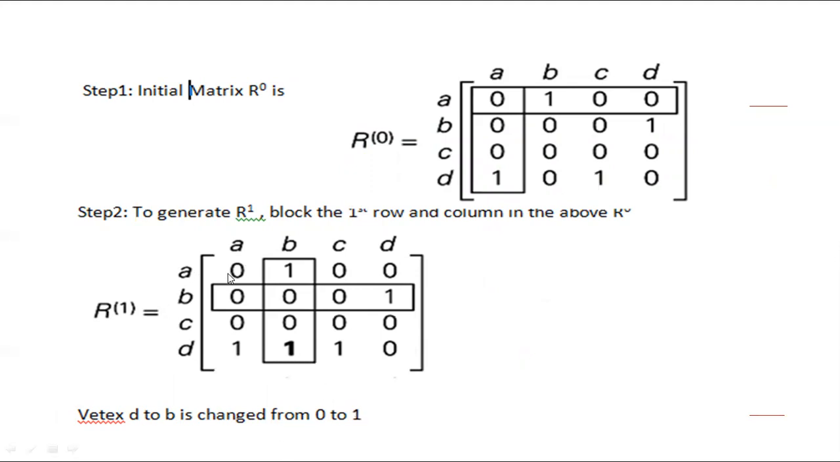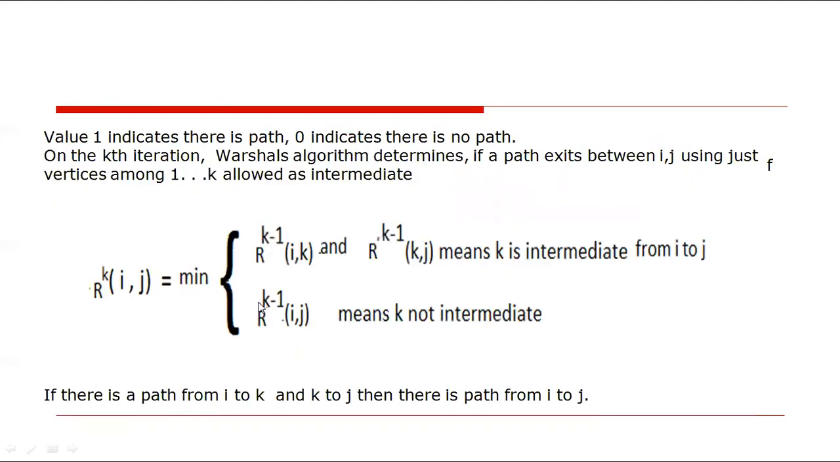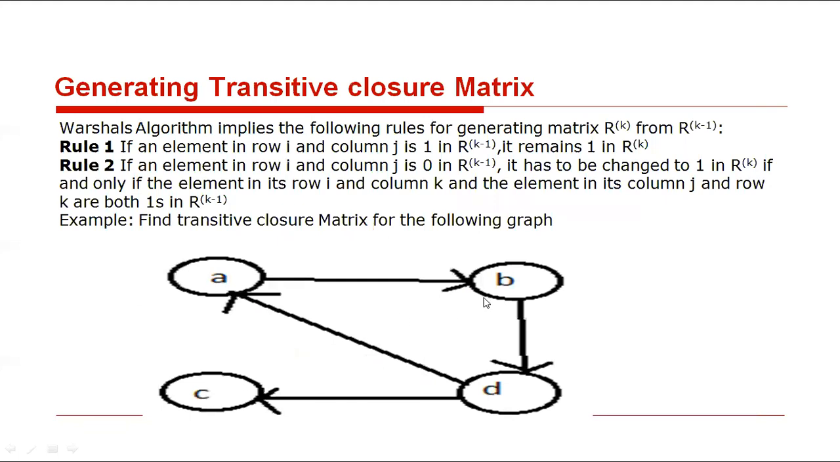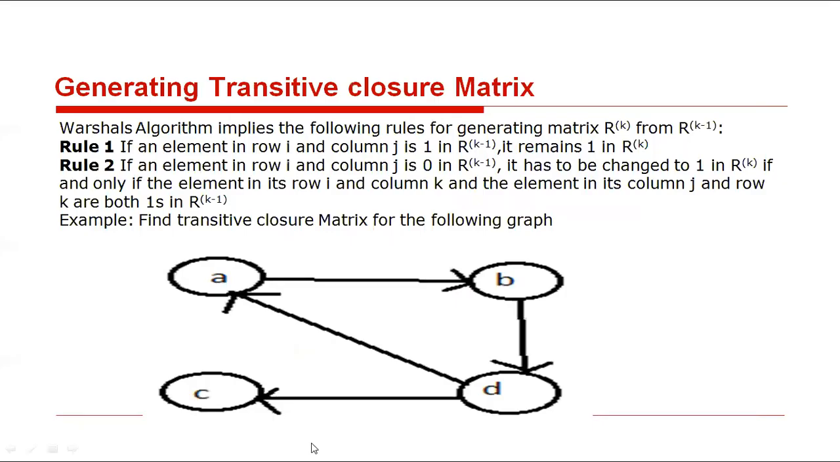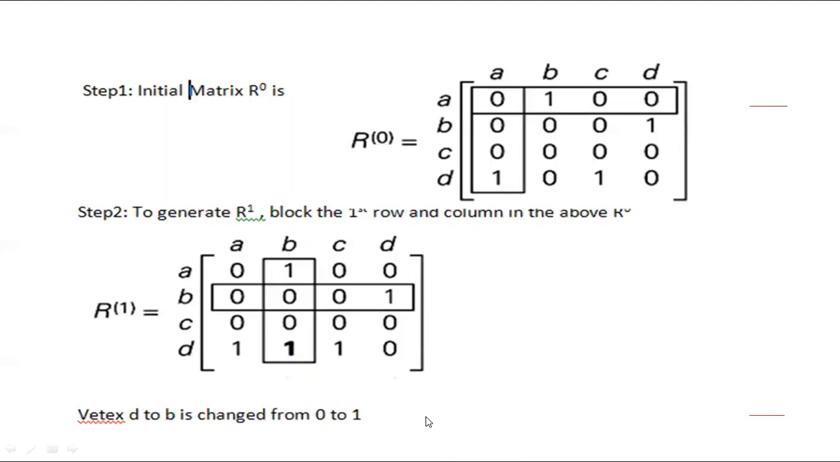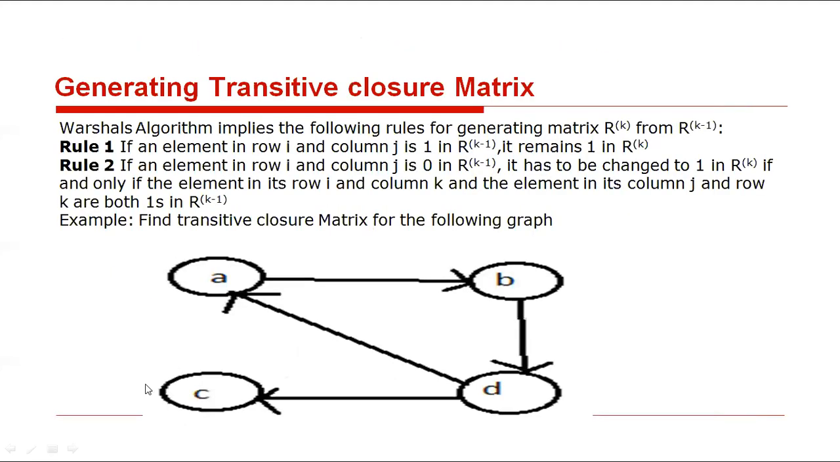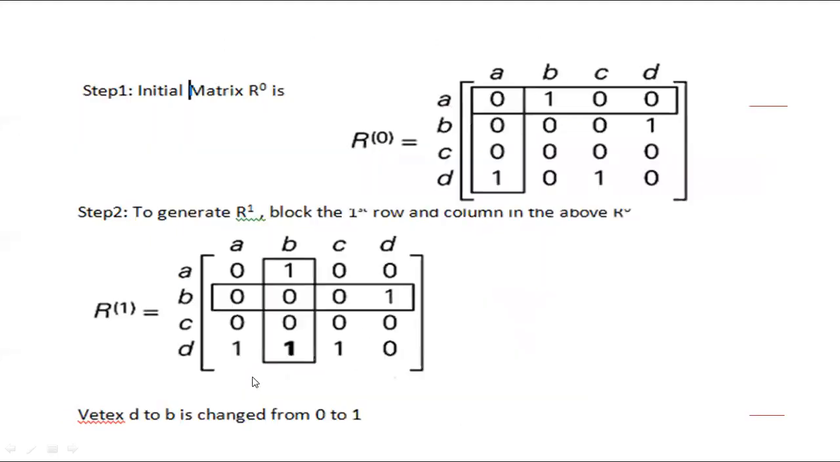A to A 0, A to B 1, A to C 0, A to D is also 0. Next one, B to A 0. So here, B to A 0, single edges 0, two edges also 0. Next one, B to B 0, B to C 0, B to D 1. Here see the diagram, B to D 1. Okay. Next one is C to A 0, C to all are zeros, because this is a final edge, ending edge. That's why there is no connection, all are zeros.